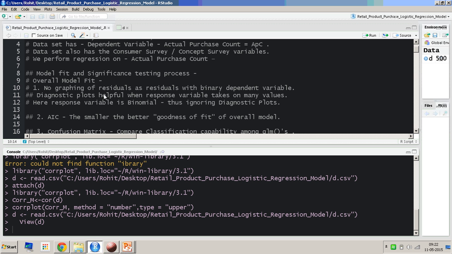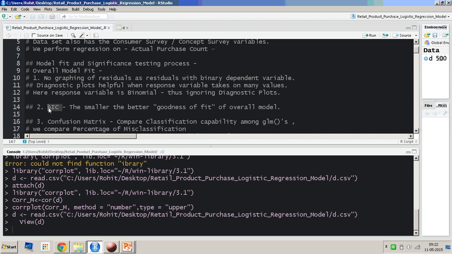It will not give us much results. The other thing that we want to look at is the Akaike coefficient, and of course, the smaller it is, the better the goodness of fit for a particular model. Then we would also look at the confusion matrix.